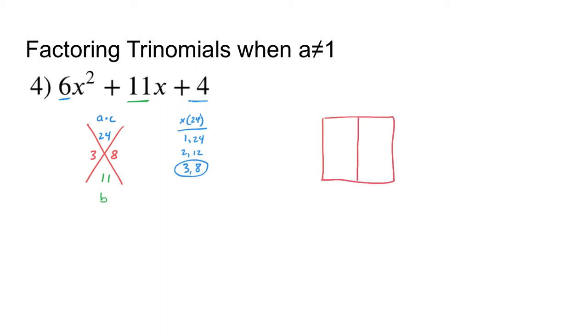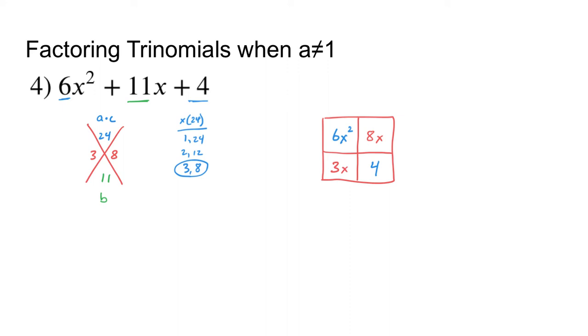After I create my X, I'm going to create a box. And in that box, I'm going to put my first term in the upper left corner. I'm going to put my last term in the lower right corner. And I'm going to take that 3 and that 8, and put them in the diagonal of that. I call this method the X box method. See, there's an X, there's a box, X box, get it? Okay, great.